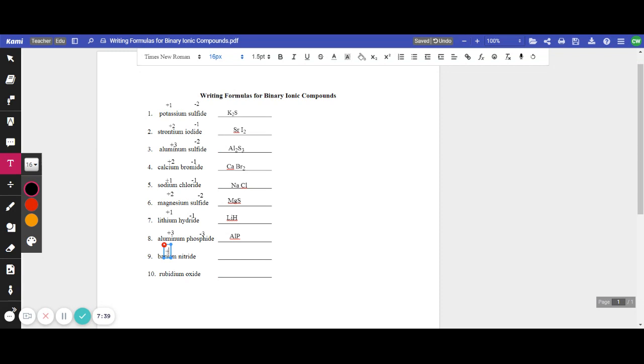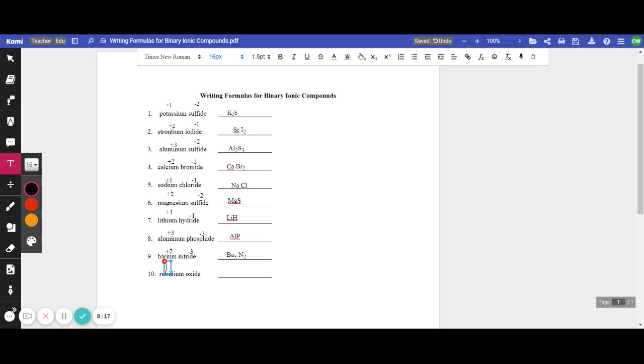All right, barium is in group 2. It's a +2 metal. Nitride is in group 15. It's a -3 non-metal. Then you can take the 2 and make it a subscript on the nitrogen, take the 3 and make it a subscript on the barium, and then you've got +6 and -6 equals 0. Barium nitride.